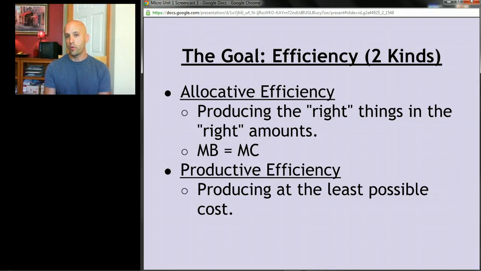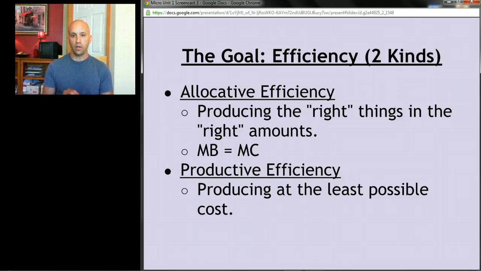So for example, if we were to produce typewriters instead of computers, we wouldn't be allocatively efficient. People don't really want typewriters anymore. If we were to produce typewriters at the lowest possible cost that you could produce typewriters, we'd be productively efficient, but not allocatively efficient. On the other hand, if we produce computers, but it costs us $1 million to produce each computer, we might be allocatively efficient, producing the right amount of computers, but we wouldn't be productively efficient.